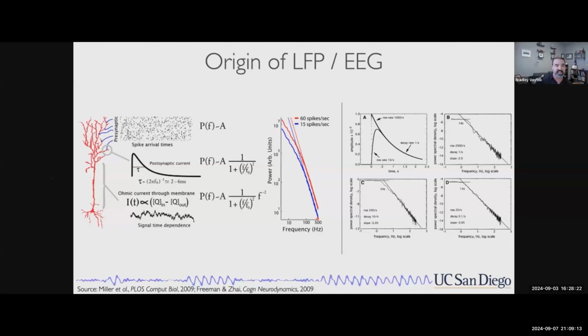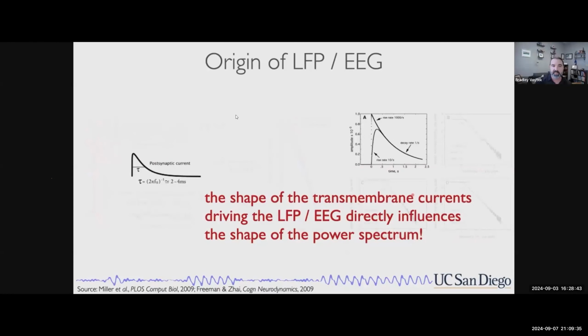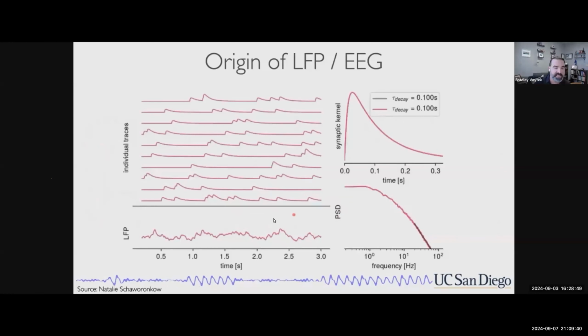And so what Kai Miller showed is that if you just assume that the data recorded are all of these presynaptic spikes causing these postsynaptic excitatory currents that are all integrating into what we call EEG and LFP and so on, as you increase the total number of asynchronous spikes, your entire power spectrum will shift up or down. That is, the shape of the transmembrane currents driving the local field potential in EEG directly influences the shape of the power spectrum. To illustrate this in GIFified form, if we have a bunch of presynaptic spikes that we convolve with a synaptic kernel, here in pink, integrate all those together into our LFP and do a power spectrum. This is what it looks like here.